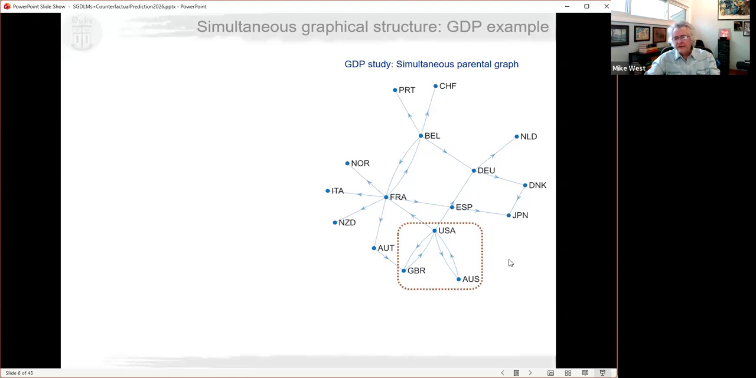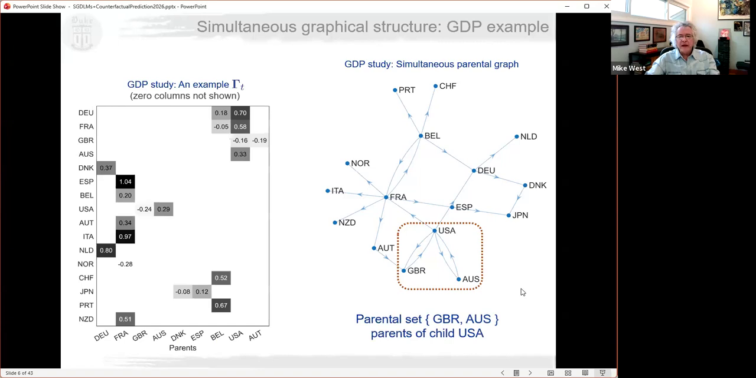And I'll note in this little group of 3 countries, Britain, US, and Australia, that the arrows incident to Britain, for example, come from Austria and the US. So Britain is simultaneously a parent of the US and a child of the US. So we can have cycles in this directed graph. It's not illegal to do that. We'll speak more about this example in detail as we go through the morning.